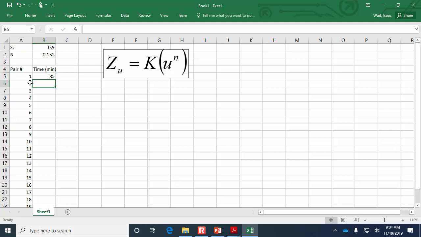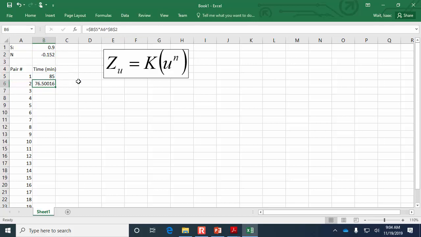All right, so it is going to be the first one. I'm anchoring that reference times U, which is whichever row we're on, because that's the second pair of pants, the third pair of pants, and so on. So that to the power of n. All right, I better anchor the reference to n.